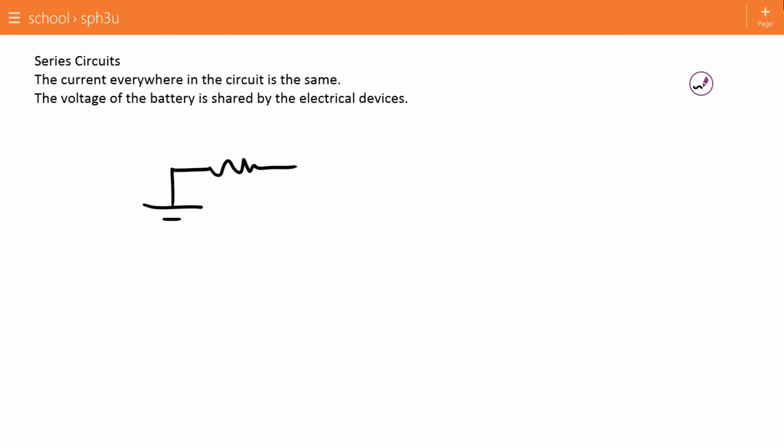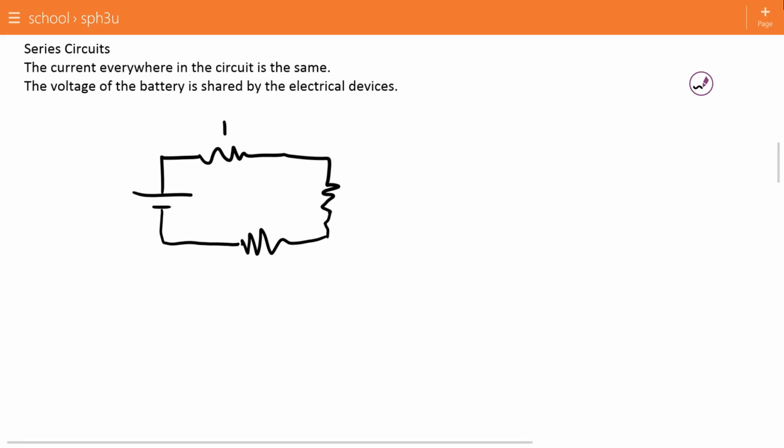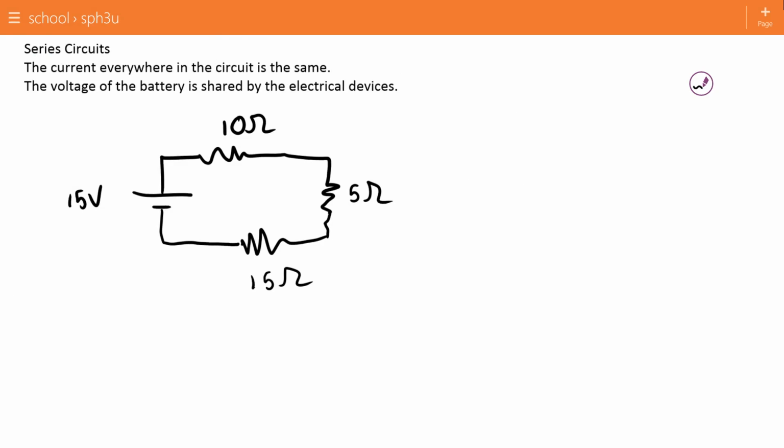So let's say we have a series circuit that involves, for the heck of it, 3 resistors. Let's make this one 10 ohms, this one 5 ohms, and this one 15 ohms. And we're going to put on a 15 volt battery, just to make the math work out a little bit easier.